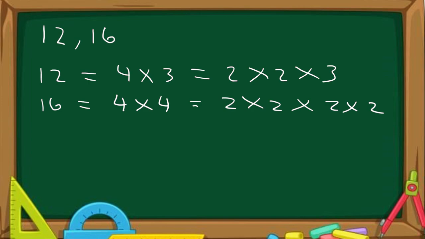Now that we've written the prime factorization of 12 and 16, we can identify the greatest common factor. So the first number has 2 2s. The last one also has 2 2s. So the greatest common factor is 2 times 2, which is 4. Those numbers are common to 12 and 16. Do the same thing for 15 and 18. Write the prime factorization and then identify the GCF.